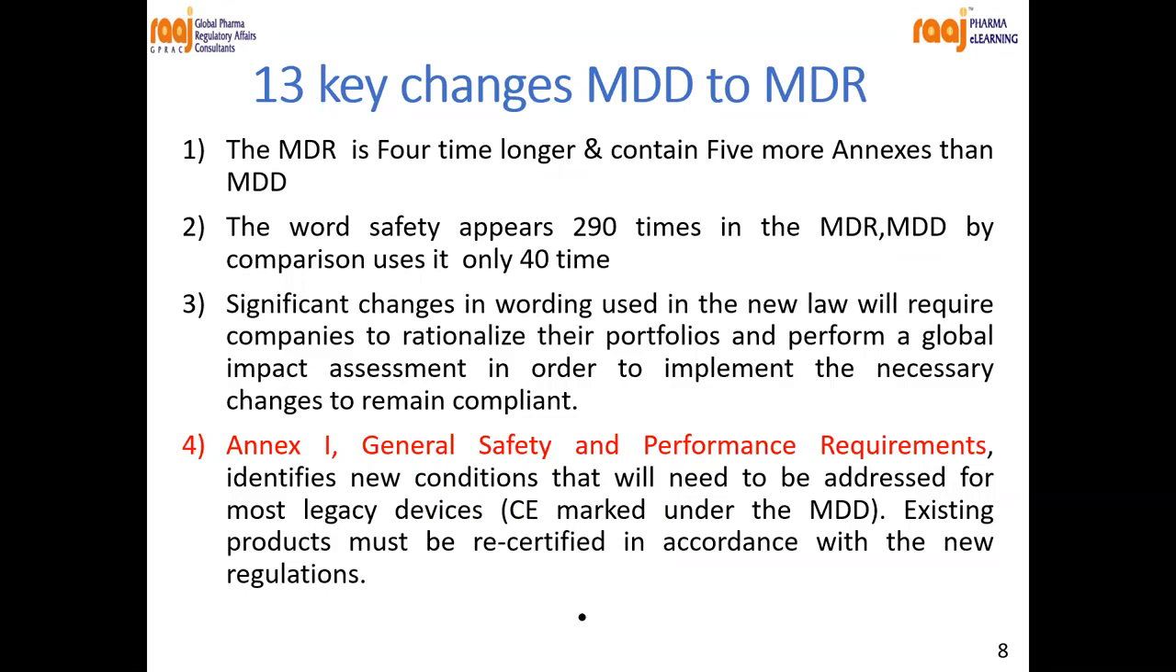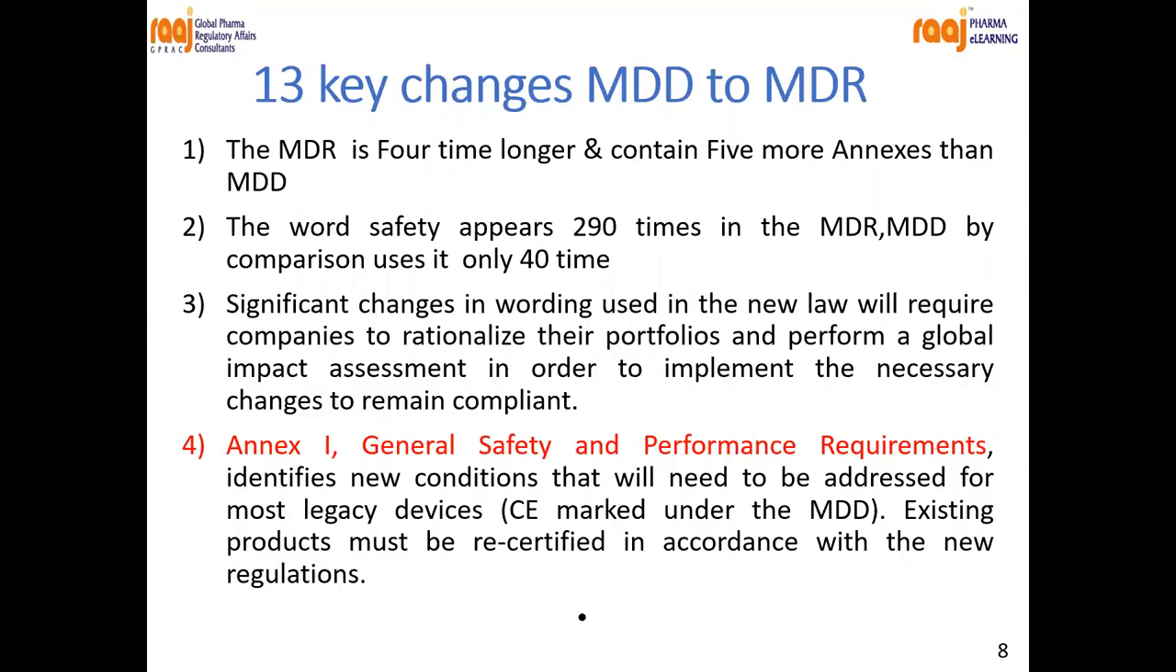So the whole industry, whether it is the pharma industry, the medical device industry or the food industry, we have to trust the safety parameters, which is very, very important, because wherever we are working, in pharma, food, OTC or medical devices, safety is the major concern because all human beings are using these products. So that is a major difference we observed between MDD and MDR, and the word safety appears 290 times.